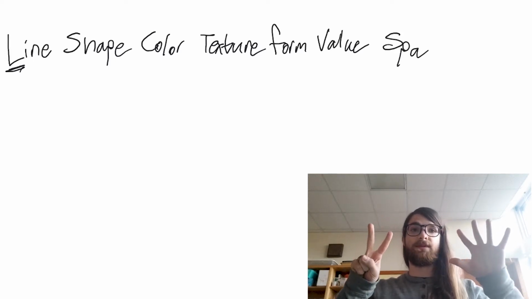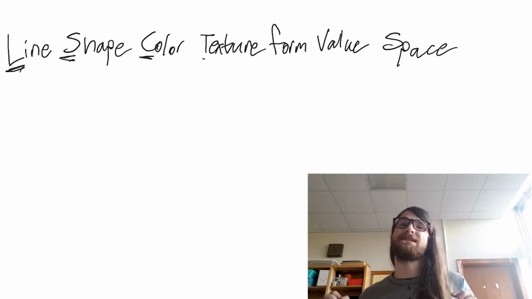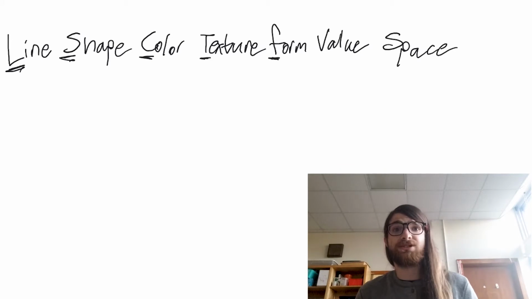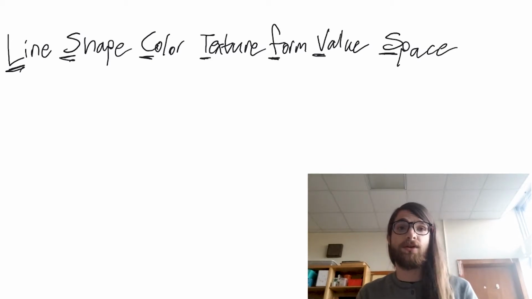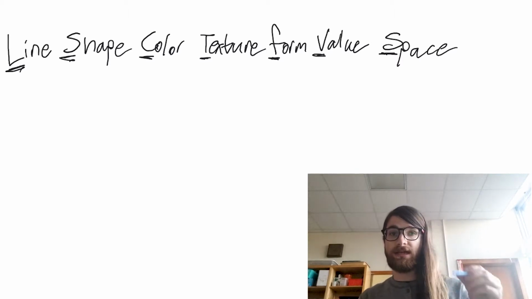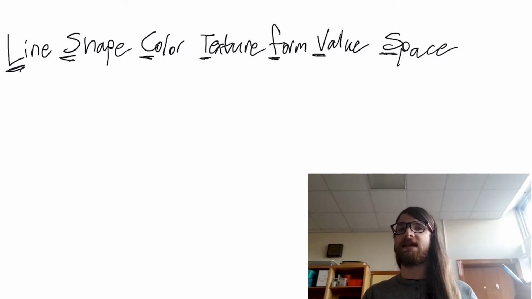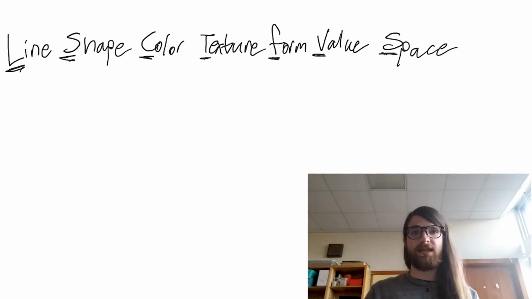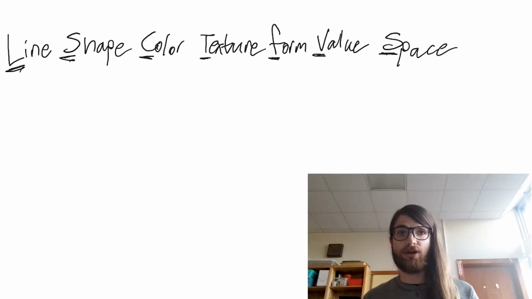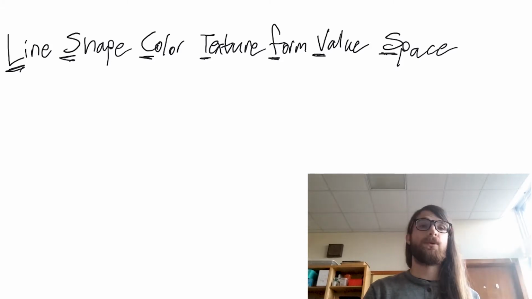That's 7 elements. We have 7 elements of art. Line, shape, color, texture, form, value, and space. So what we're going to do today is come up with a mnemonic device. A device is a weird word, it's basically a saying that helps you remember the elements. And then we're going to create a little picture to go with each one. So let's start with the pictures and then we'll make a mnemonic.